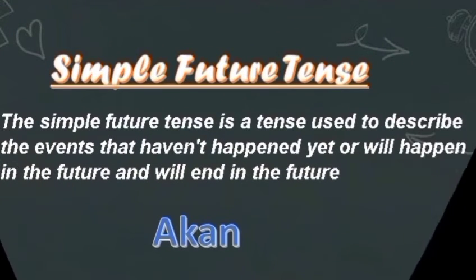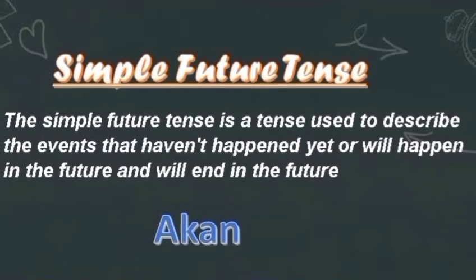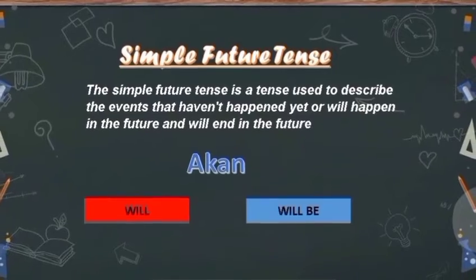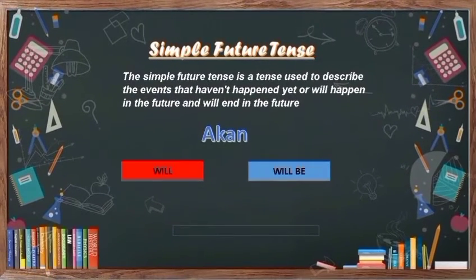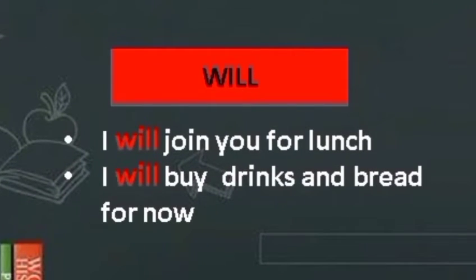Simple future tense. The simple future tense is a tense used to describe events that haven't happened yet or will happen in the future and will end in the future. First, we will discuss what will is. Will is used to describe something that will happen in the future, and also when making a quick and spontaneous decision. Let's look at the examples. I will join you for lunch. I will buy drinks and bread for now.